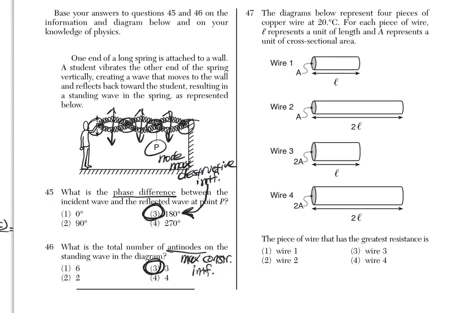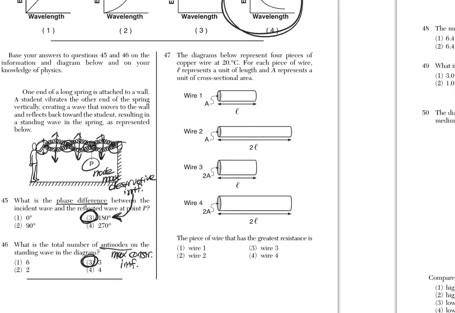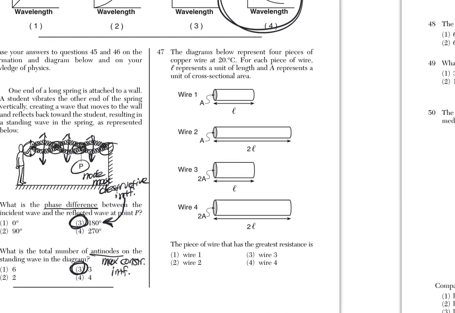All right. Then 47, we get this nice big picture of some wires. It's relating length and area of a conductor. I know right off the bat the formula that I'm interested in is resistivity times length over the area for resistance. And it says they're all at 20 degrees Celsius. That is room temp. So that is the temperature for the resistivity chart on page, what page? 4? 4 of the reference tables.